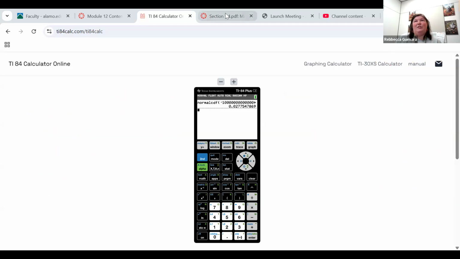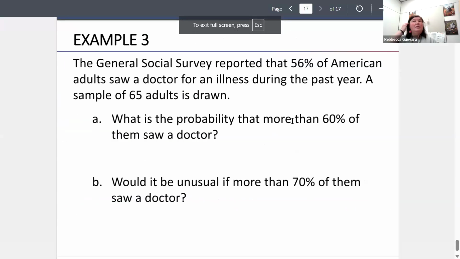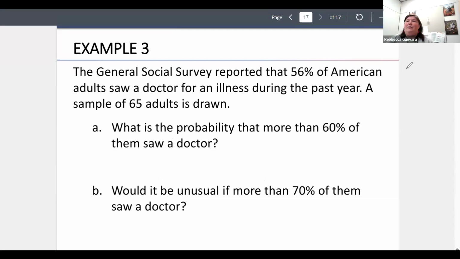The whole point of looking for what's unusual is that's a hint that there's something wrong, and it's something we need to investigate. So one more example here. So I'll write down the data on the side here. A general social survey reported that 56% of Americans saw a doctor for an illness during the past year. The population proportion, 0.56. A sample of 65 adults is drawn, and we want to know, A, what is the probability that more than 60% of them saw the doctor?